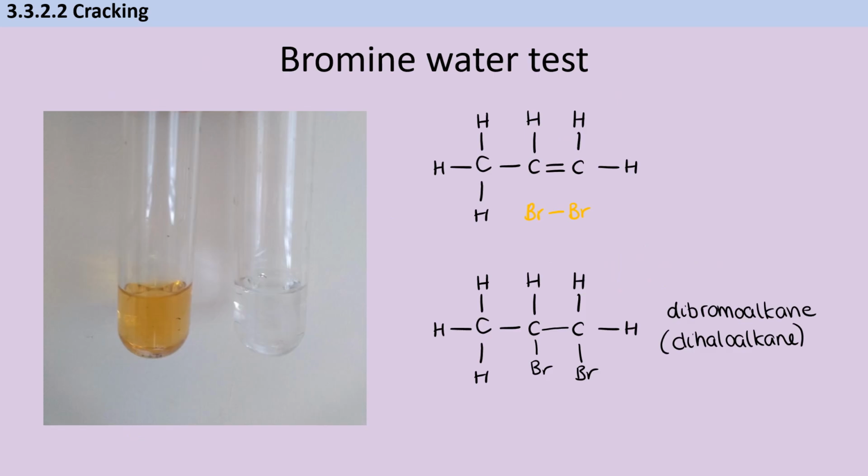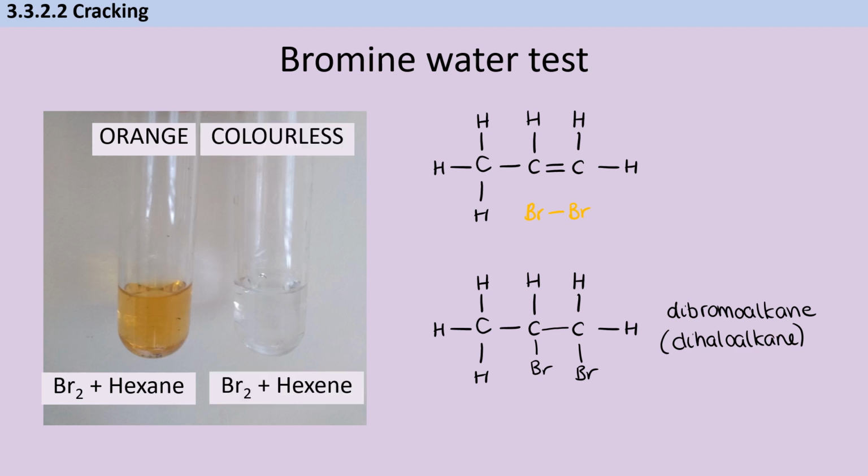As you learnt at GCSE, we can test for the presence of unsaturated bonds by using bromine water. So bromine water is orange, and it remains orange in the presence of alkanes or cycloalkanes as well, but it turns colourless when in the presence of a double or triple bond.